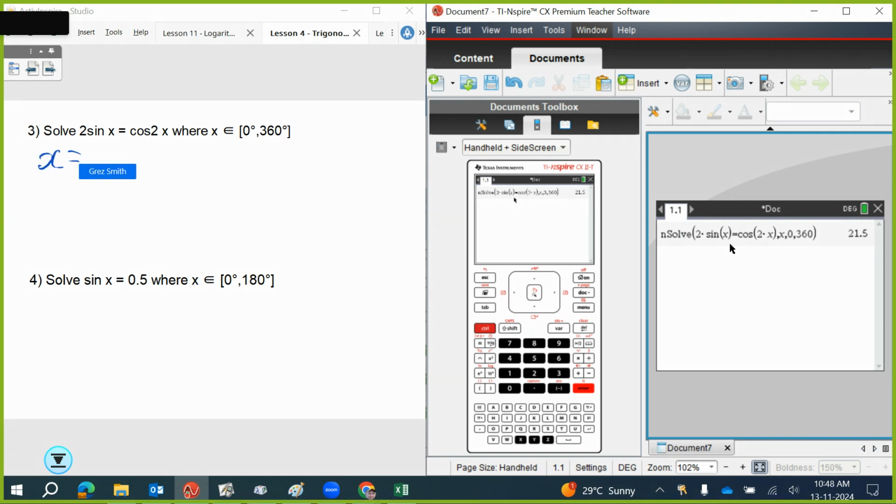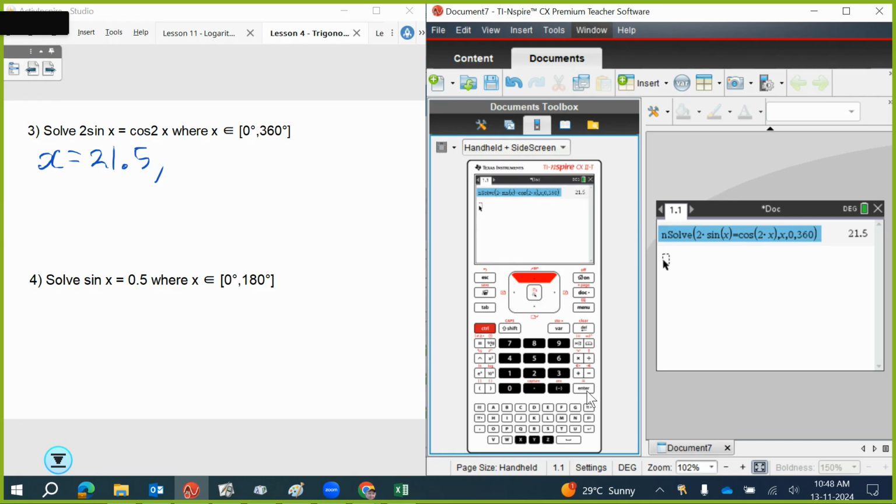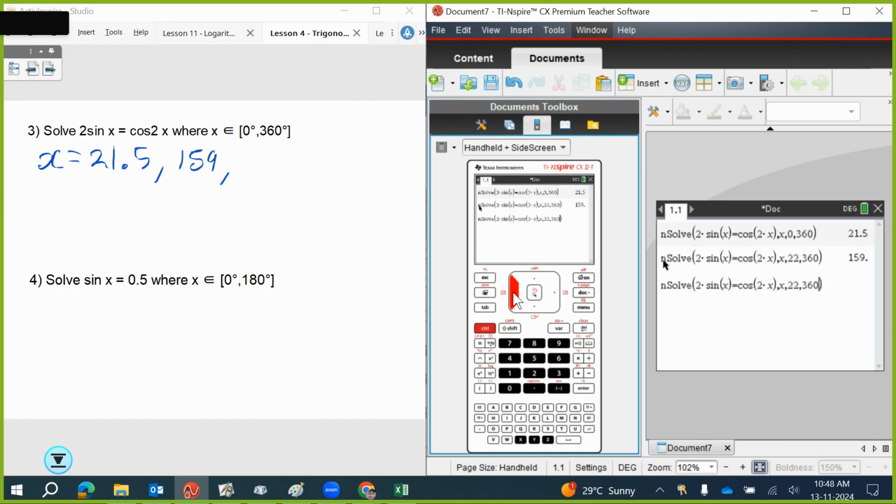X equals 21.5. Let's find our next answer. I'll shuffle this 0 up to 22. Press enter. 159 degrees. I will change that 22 to a 160. No more solutions found. So these two are all of the solutions to that equation in the given interval.